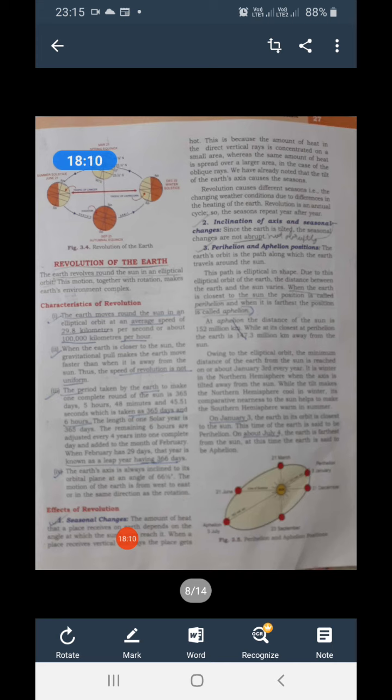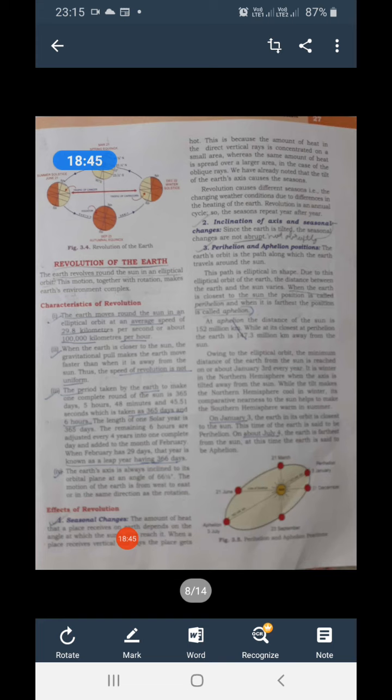Now you will see that the sun is in the mid position, the orbit of the earth is elliptical, and the movement of the earth is shown in red circles. So perihelion is given, which occurs on 3rd January, and you will see the distance between the sun and the earth is not much. So during revolution, when the earth is closest to the sun, this position is called perihelion, which occurs on 3rd January.